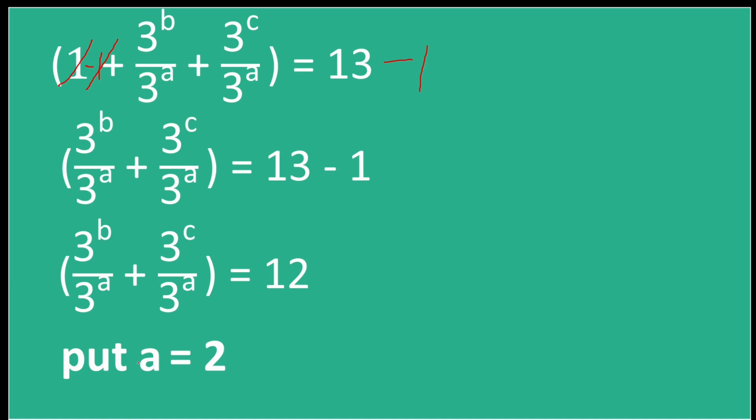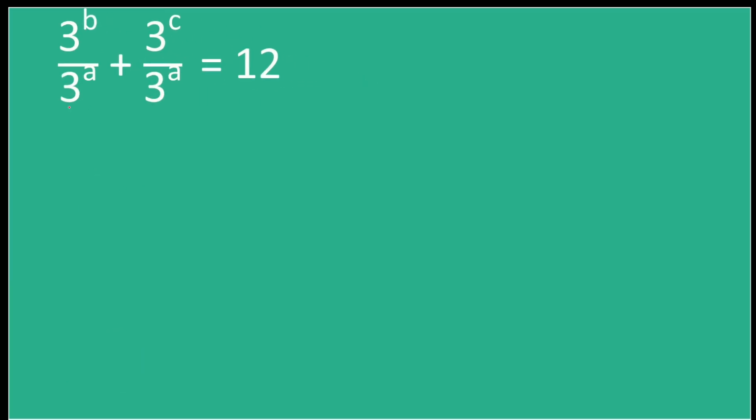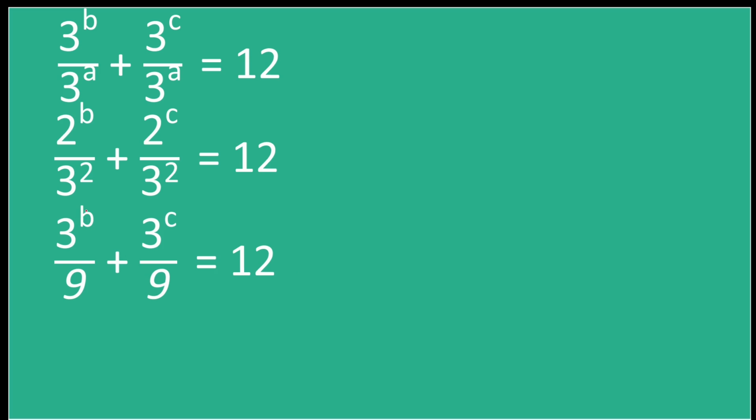And now, as we have calculated the value of a, we have found a equal to 2. So therefore we will put a equal to 2 over here. So our equation will become 3^b divided by 3 squared plus 3^c divided by 3 squared, because a equals 2, and the equation equals 12. So 3 squared equals 9. So the equation will become 3^b divided by 9 plus 3^c divided by 9 equals 12.